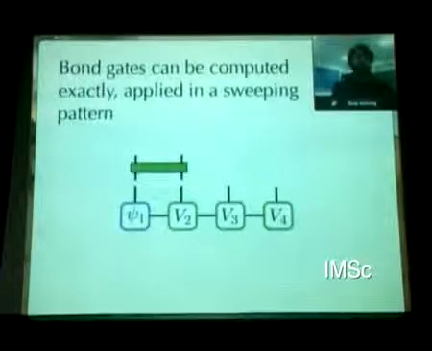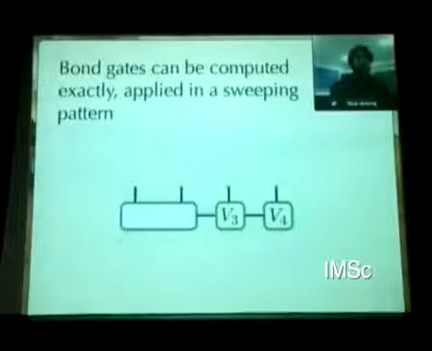You can apply this gate exactly, so there's no error at that point. Once you apply the gate, you can think of it as fusing these two tensors together, and you just get a single tensor now in that one bond. If you'd please advance, it'll show that single tensor.